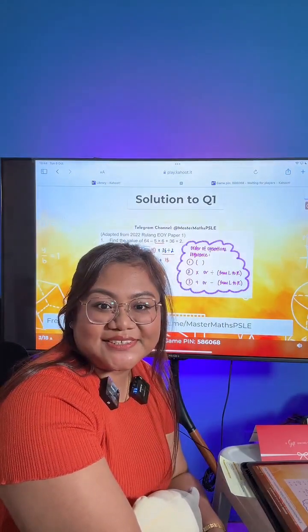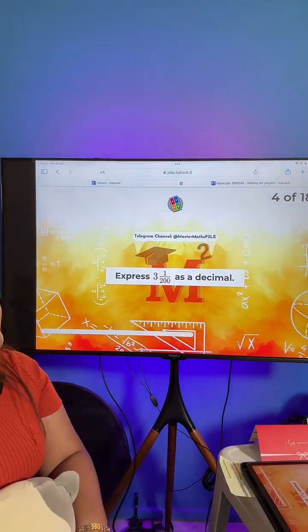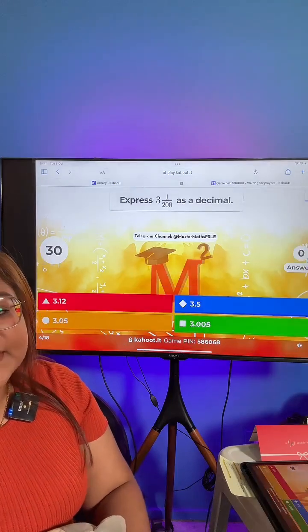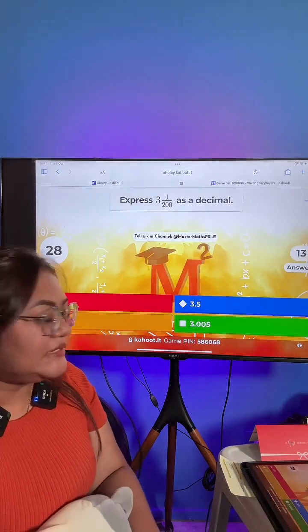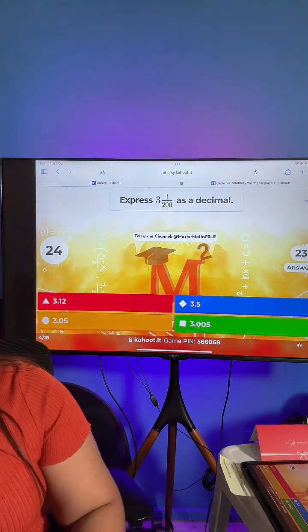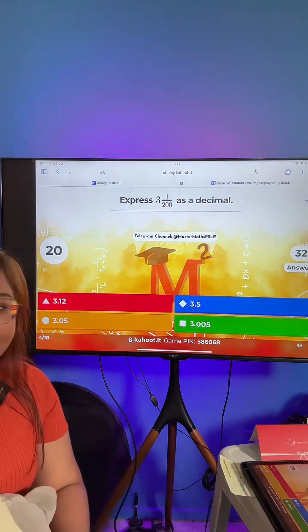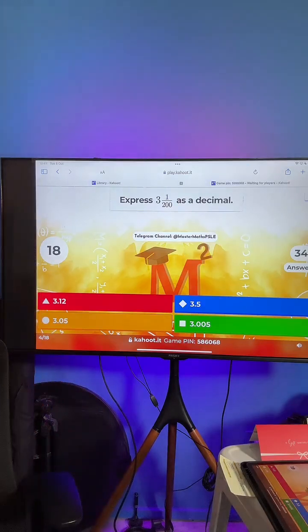Next question. Let's go. Okay, question number 2. This one very, very easy. Express 3 and 1 out of 20 as a decimal. Okay, let's see. You have about 10 seconds left.